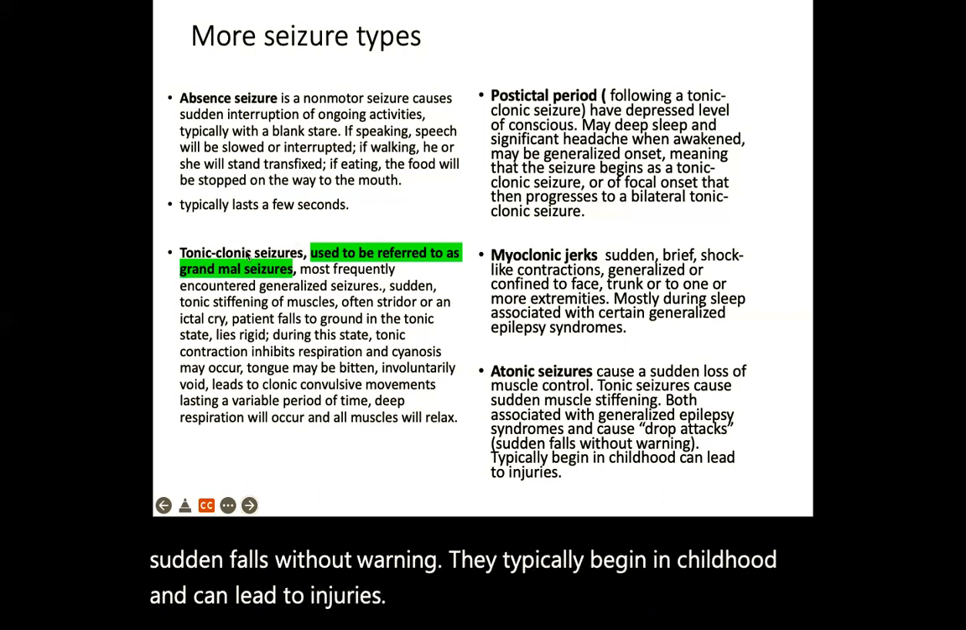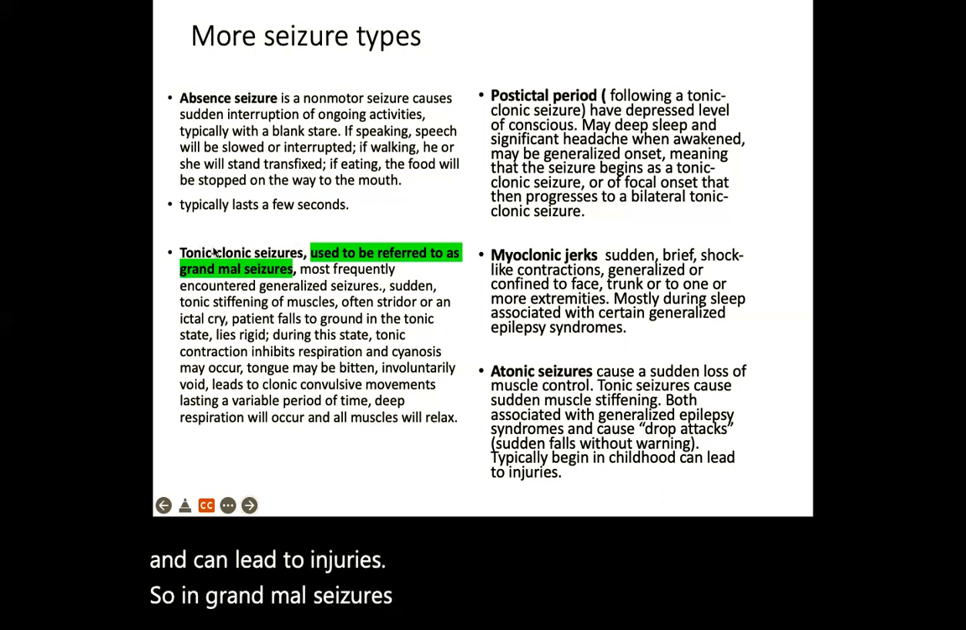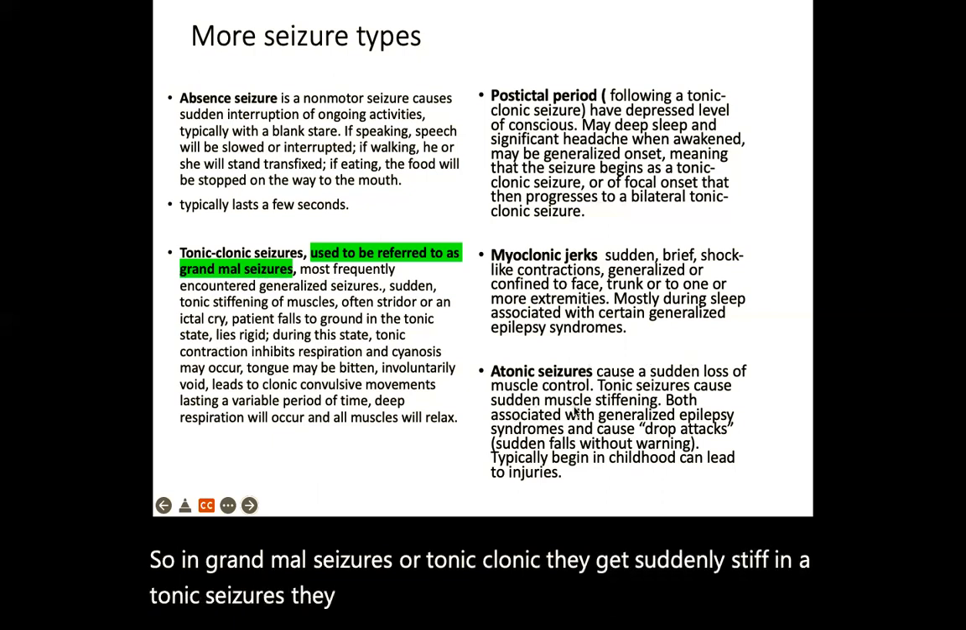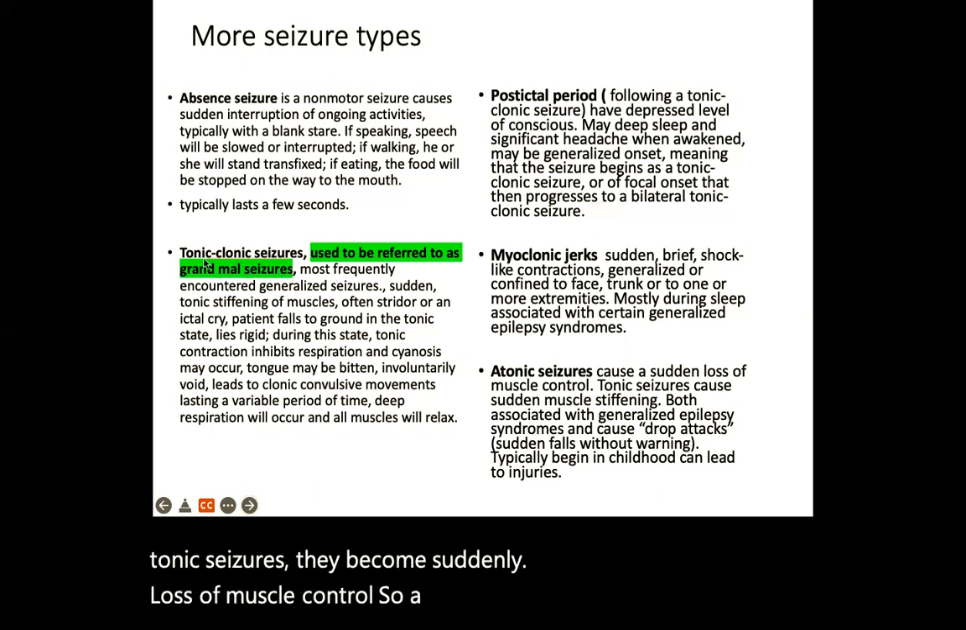So in grand mal or tonic-clonic seizures, they get suddenly stiff. In atonic seizures, they suddenly lose muscle control. So atonic versus grand mal or tonic-clonic.